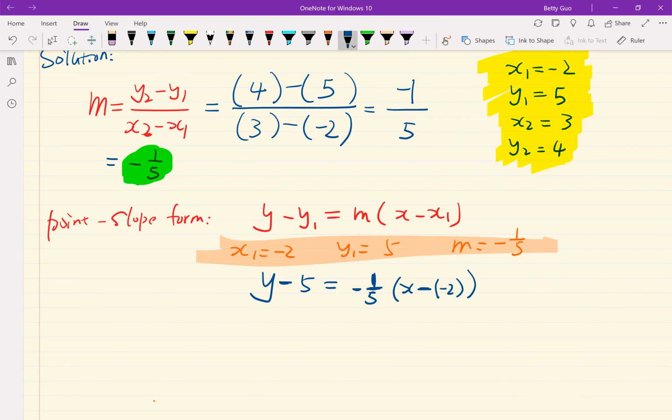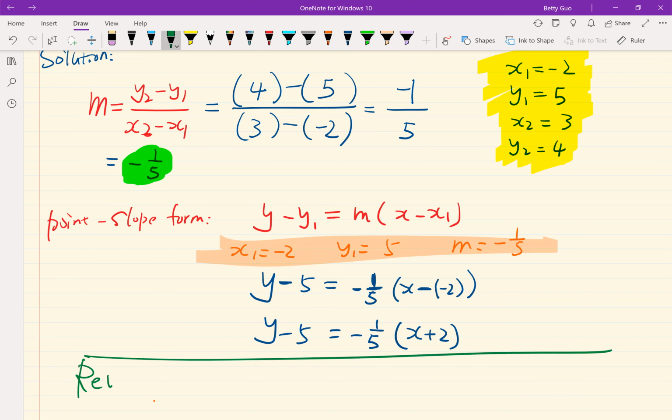If you have a negative number, you are minusing the negative number, you'd better use the parentheses. Let's simplify a little. X minus -2 is the same with x plus 2. All right, the same thing.